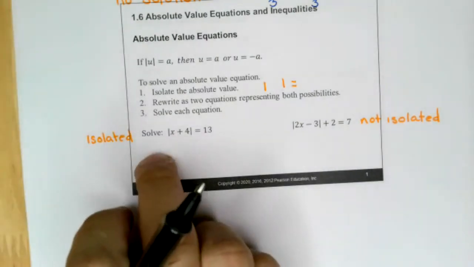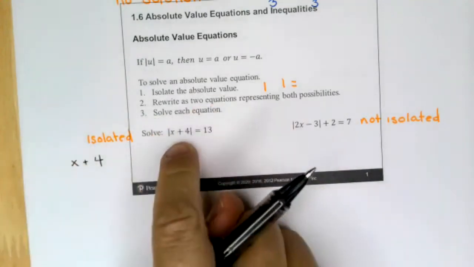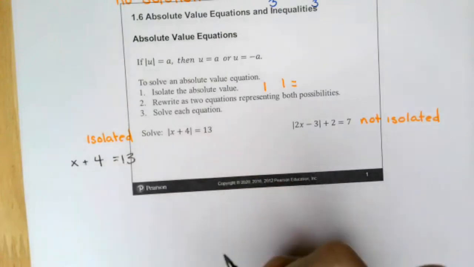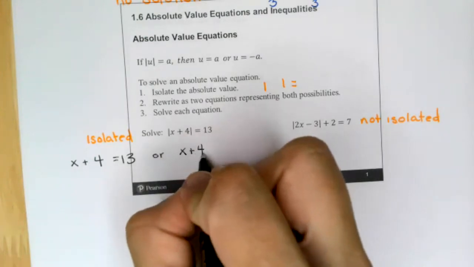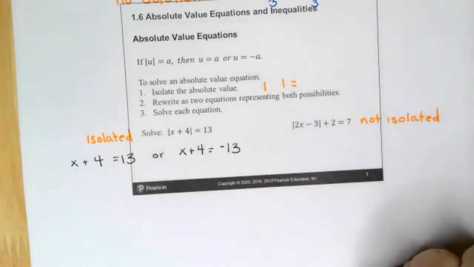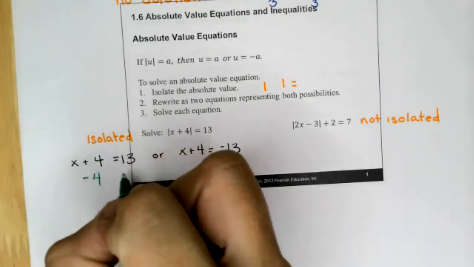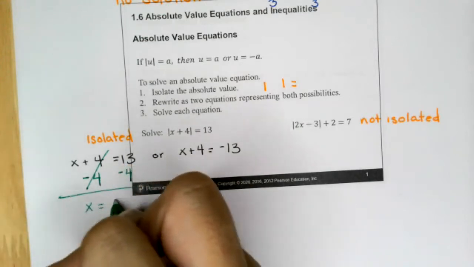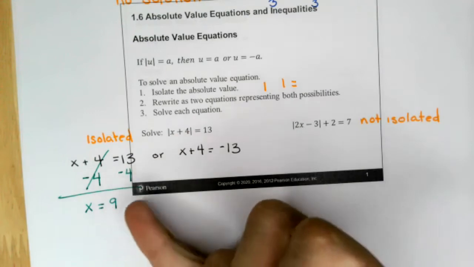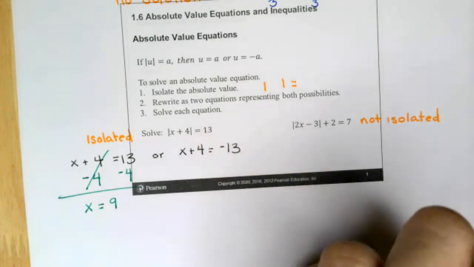So this is already isolated, like we said, so we're going to rewrite as 2 equations. X plus 4 equals 13, or that same x plus 4 equals the opposite of 13, which is negative 13. Now, all we're going to do is solve for x. In this case, that means subtract 4. X is 9. 9 plus 4 is 13. The absolute value of 13 is 13, so that's okay.